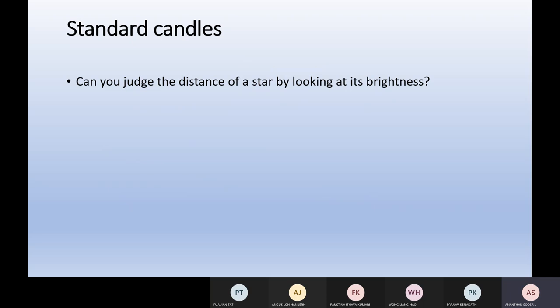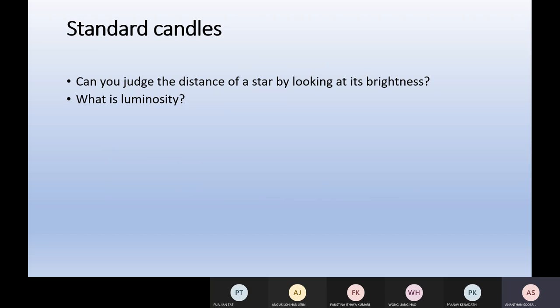Like a light bulb in the room: when you move further away, what happens to the brightness of the light bulb? It decreases, right? Okay. So when you see two stars and one is brighter and the other is less bright, you will predict that the less bright one is further. But with one assumption. What's the assumption? Both stars' power is the same. The original brightness of the two stars is the same. Okay, we make that one assumption.